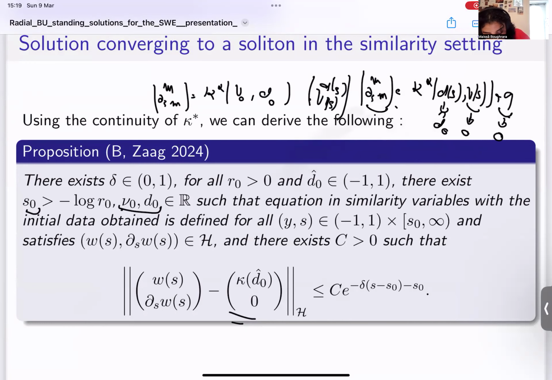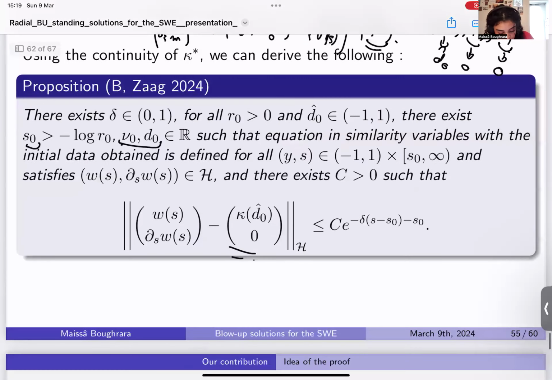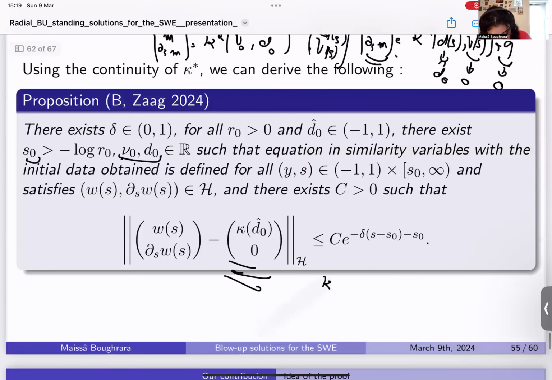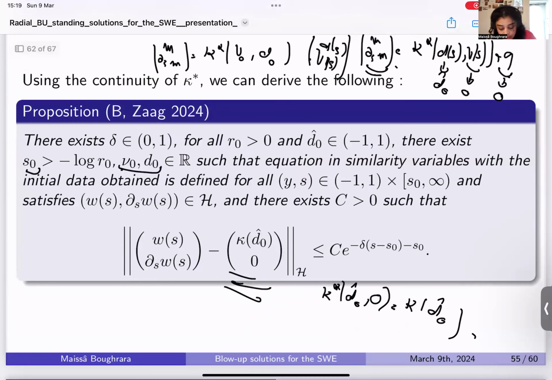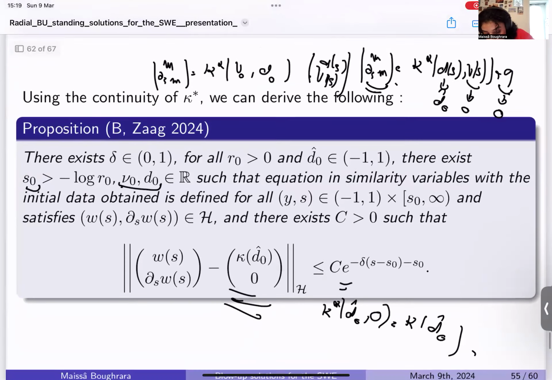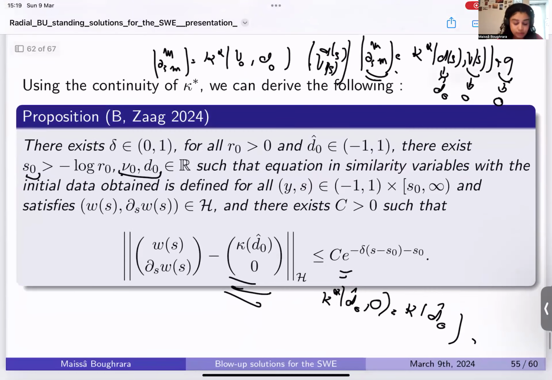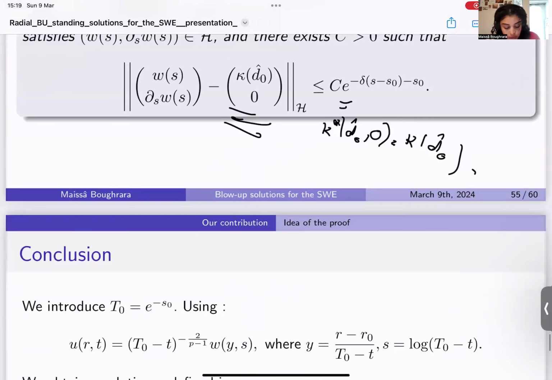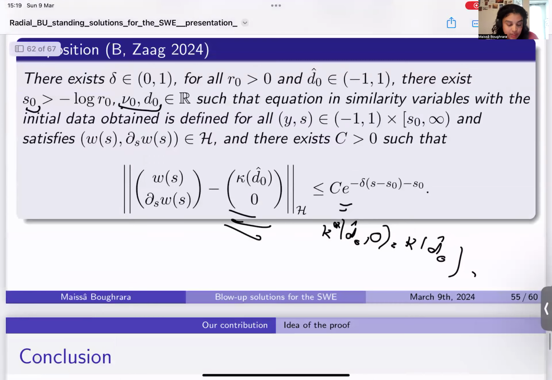So we showed that this quantity goes to kappa d0, because kappa star of d0 hat and 0 is equal to kappa of d0 hat, with an exponential bound, because we showed that q goes to 0 with an exponential bound. Okay, so we found the existence of a solution in similarity variables.